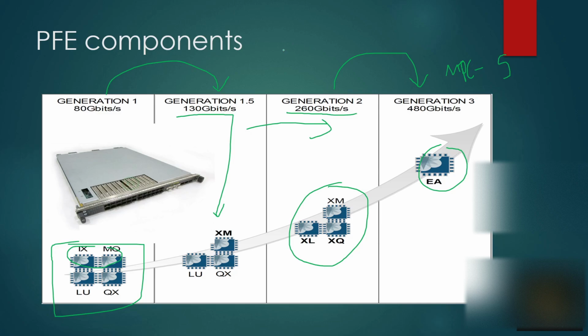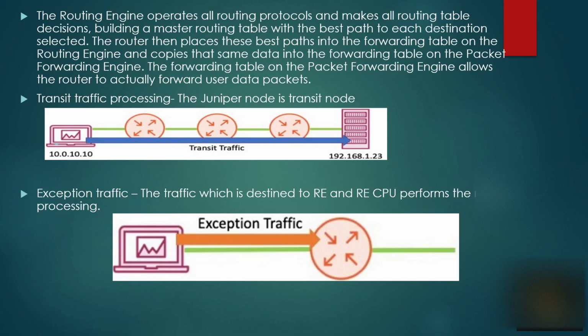We have types of MPC line cards: type 1, type 2, type 3. With each line card they increase the bandwidth of the traffic. Generation 3 line cards can support up to 480 gigabits per second, and this entire data is handled by one single chip. They combined everything into one single chip called the Eagle chipset. Inside the packet forward engine, inside the MPC card, whatever chips you're using, we call those PFE components. That's it. Transit traffic is traffic destined to another device. The traffic destined to your router is called exception traffic.